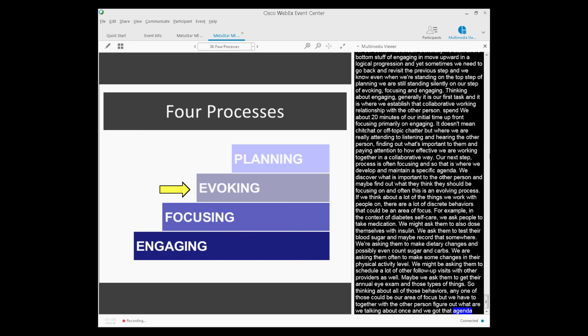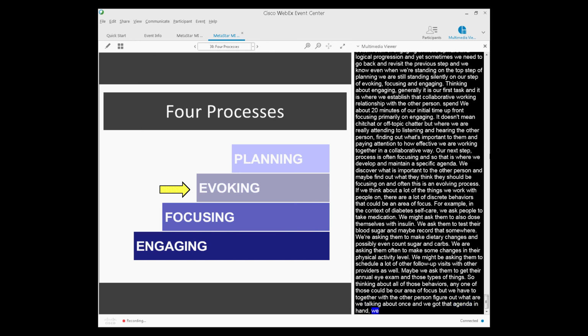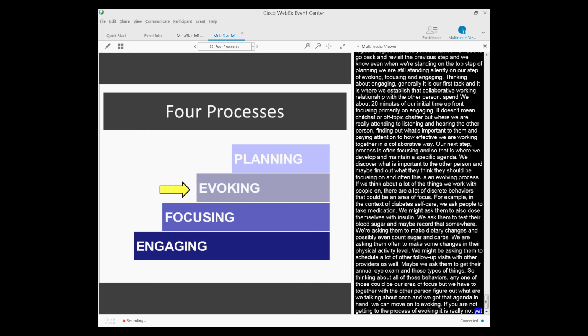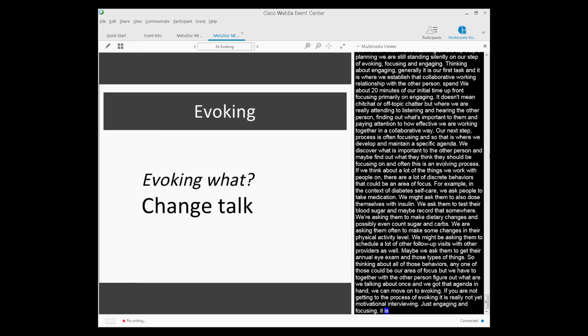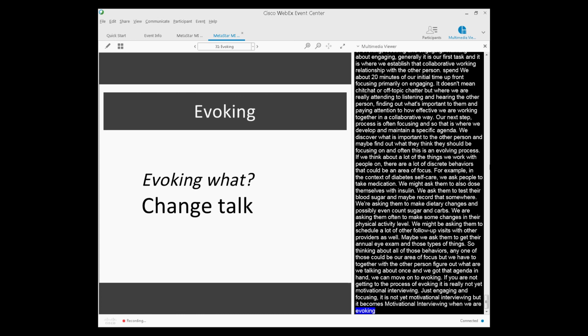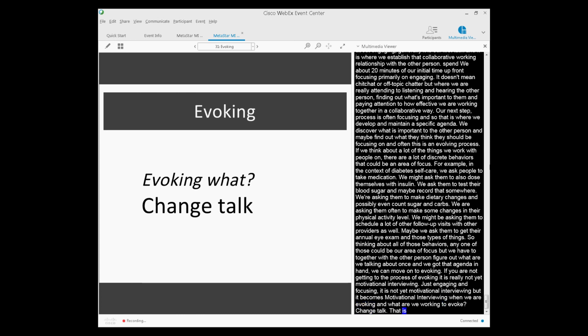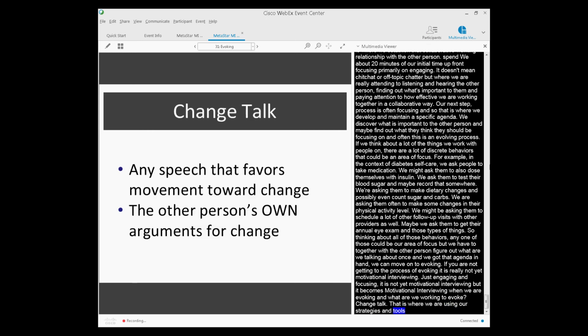If you're not getting to the process of evoking, it's really not yet motivational interviewing. So just engaging and focusing, if I just do that, it's not yet motivational interviewing, but it becomes motivational interviewing when we're evoking. And what are we working to evoke? Change talk. So that's where we're really using our strategies and our tools and our skills to help the person make their own case for the change.